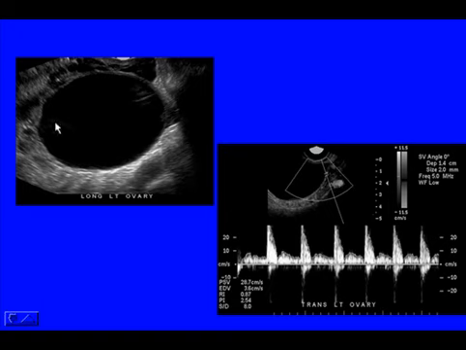Here is an ovarian cystic mass, and we see in the periphery a few little follicles to confirm that it's within the ovary. And nicely you can see here a high resistance waveform in this proliferative phase.